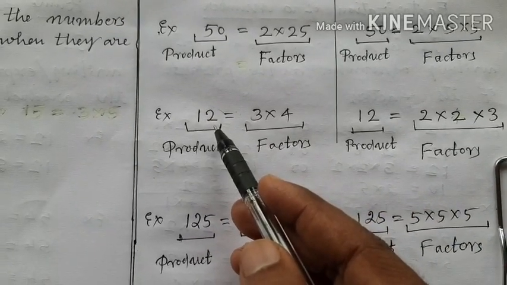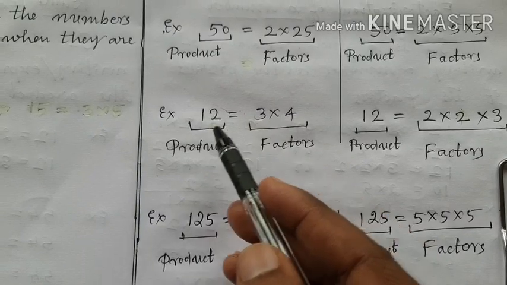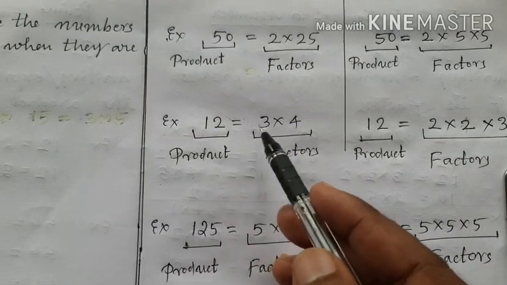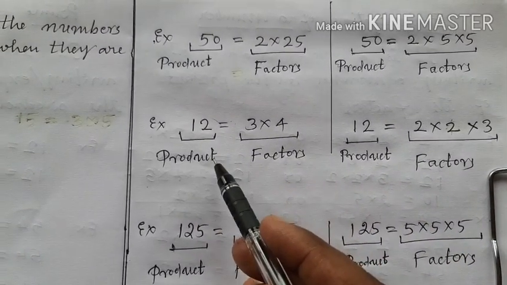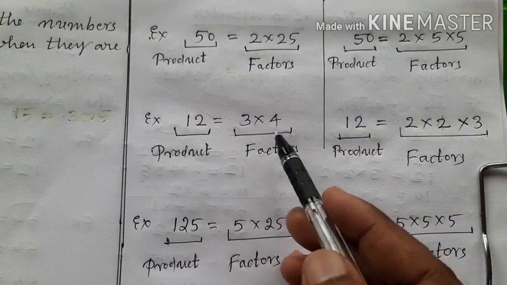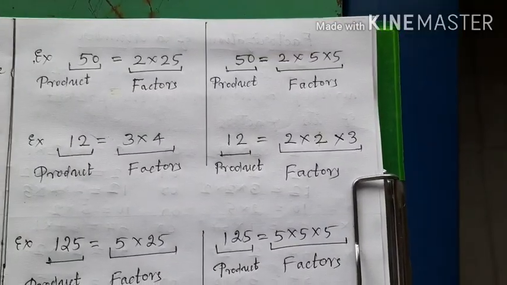You can check individually. How? Take 3 and divide 12. The remainder is 0. That is why 3 is the factor of 12. Take 4, divide 12. The remainder is 0. That is why 4 is a factor of 12.